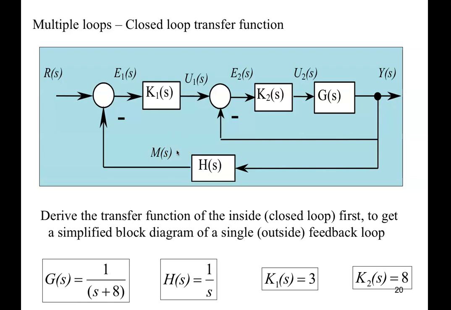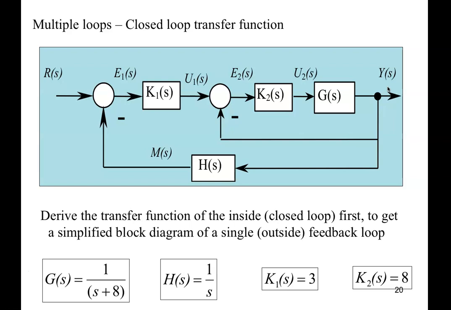It's just that you need to apply that twice. It's not a simple case where you only do it once, like what we had before. So in this case, if my G(s) is 1 over 8s plus 8, H(s) equals 1 over s, and K1 equals 3, K2 equals 8. Let's see how we derive the transfer function from R(s) to Y(s).